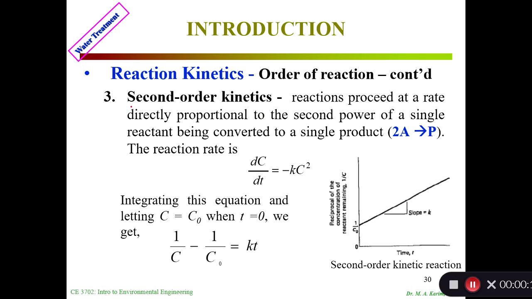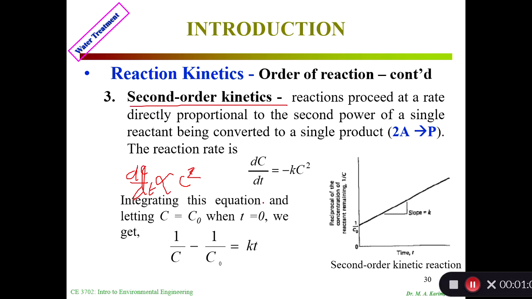Second order kinetics says that the reaction proceeds at a rate directly proportional to the second power of the single reactant being converted to the single product. Okay, that means double of those. That means two of them, A, will be converted to the product. So in this case we can say dC over dt is proportional to C to the power 2, because second order, right? Then if we take out the proportionality, negative sign k, because it's changing, so that's why it would be a negative sign.